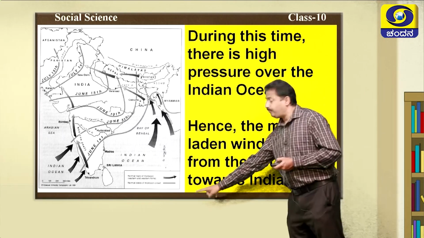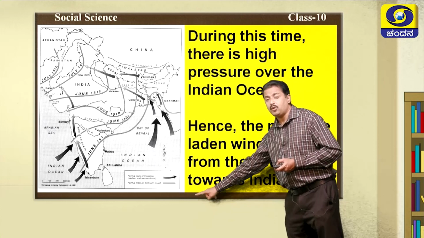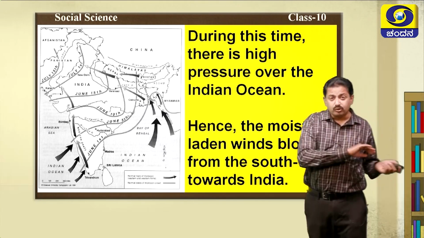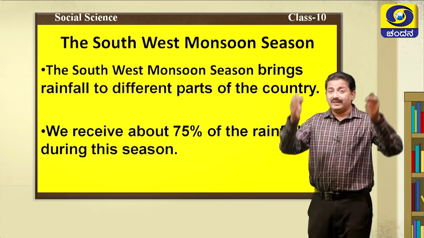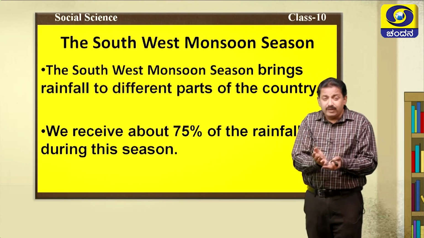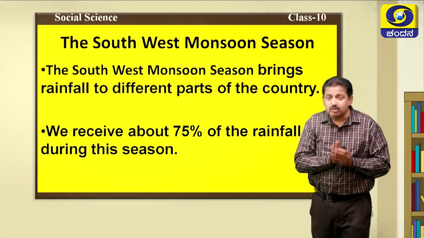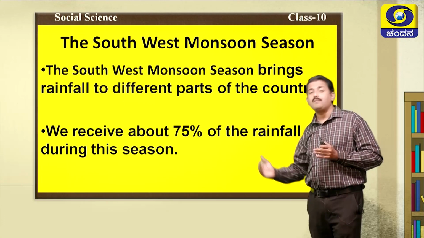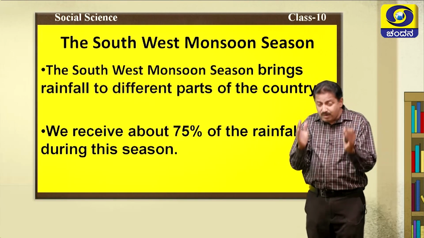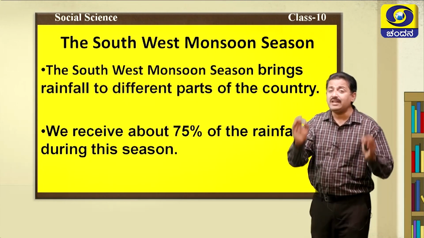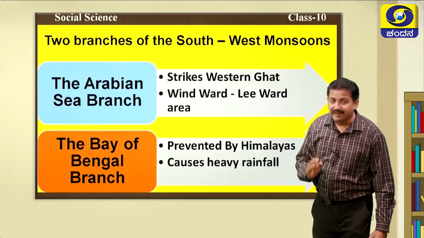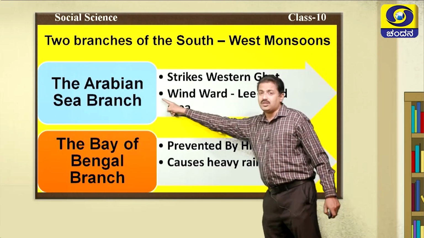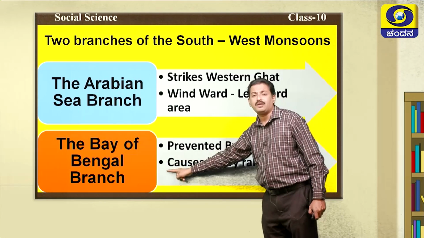During this time, a high pressure area is developed over the Bay of Bengal, hence the moisture laden winds blow from the southwest towards India. The triangular shape of peninsular India divides the southwest monsoon into two parts. One is the Arabian Sea branch, the other one is the Bay of Bengal branch. These two branches of winds give us nearly 75% of annual rainfall. So, what are those branches? One is the Arabian Sea branch, the other one is the Bay of Bengal branch.